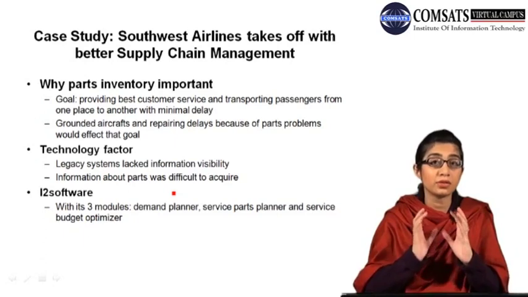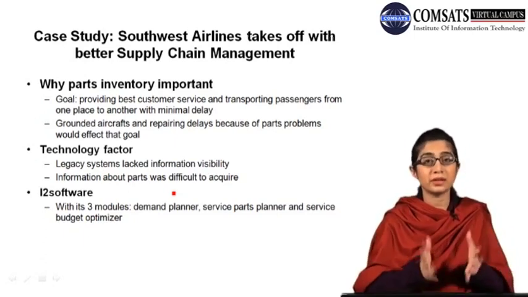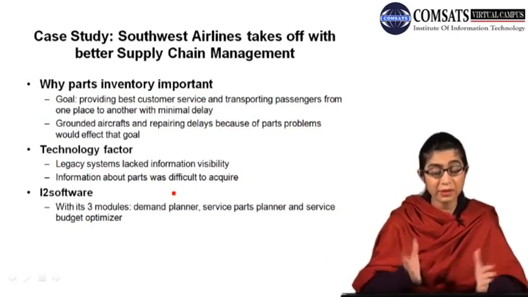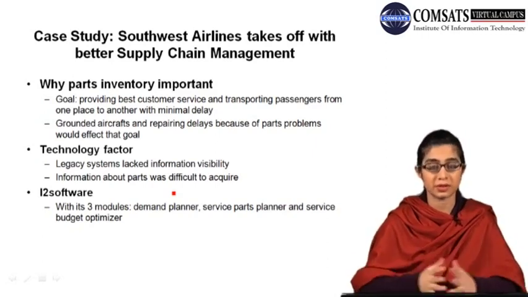If their organizational goal is being affected, that means it is a major problem and needs consideration. That's what the organization did: they implemented a system to completely overhaul their supply chain and inventory system.